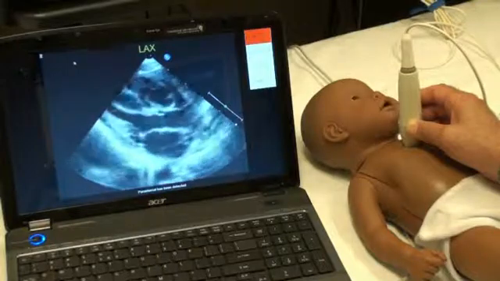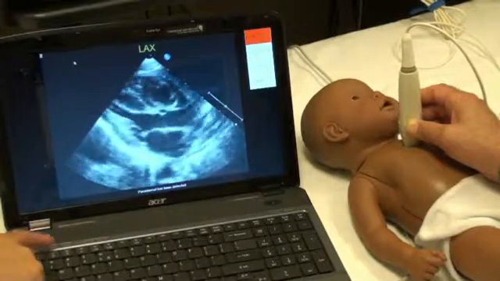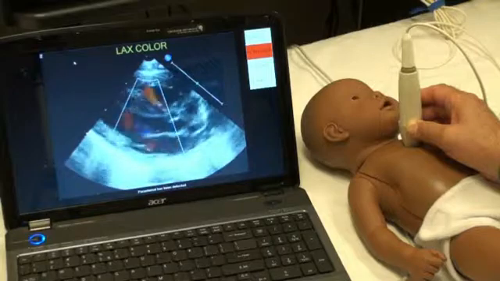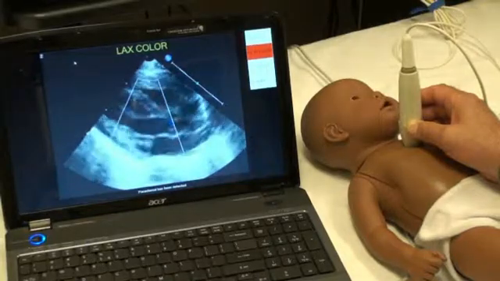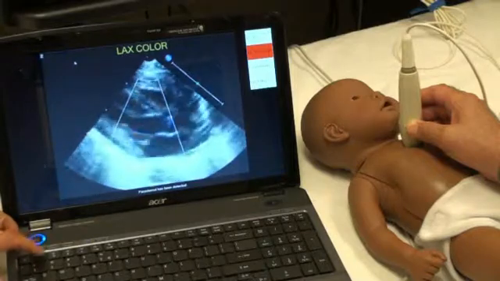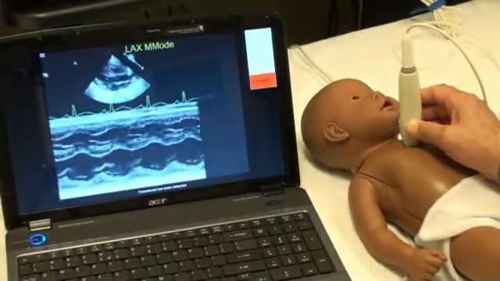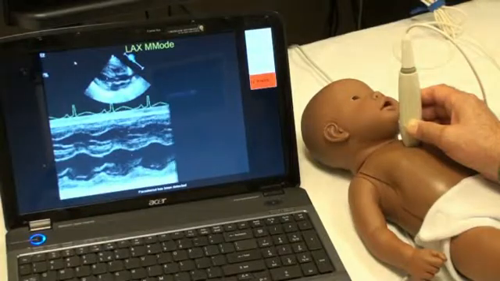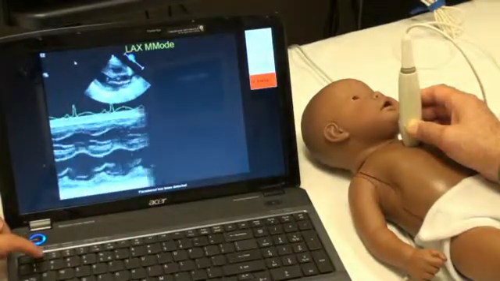This is parasternal long axis view. We add color flow to it. The M mode from the long axis view.